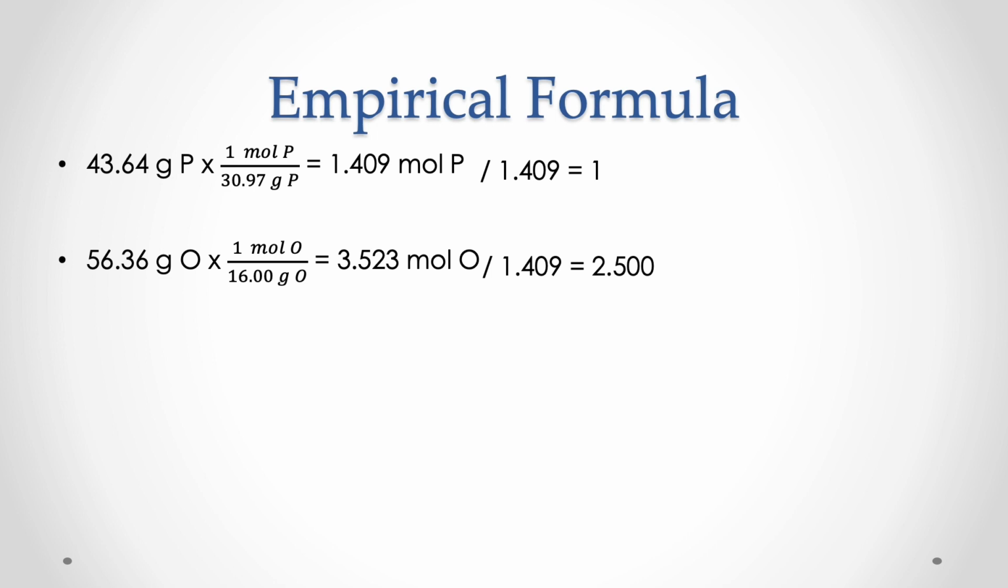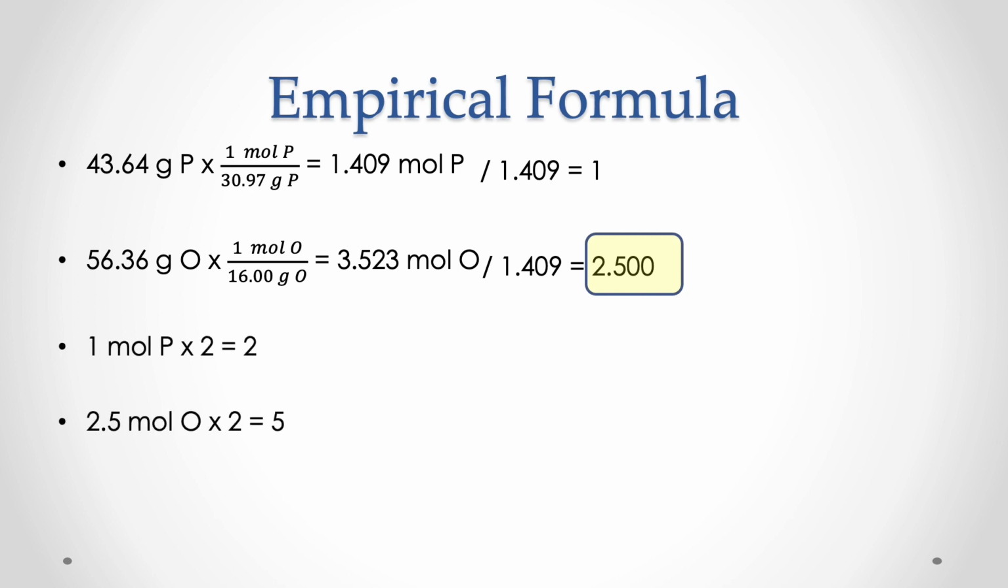Notice that dividing by the smallest moles results in a fraction for oxygen. This isn't the simplest whole number ratio either. When a fraction occurs at this point, we can multiply all the moles by a whole number in order to obtain a whole number ratio. In this case, 1 mole of phosphorus and 2.5 moles of oxygen can be multiplied by 2 to give an empirical formula of P2O5.